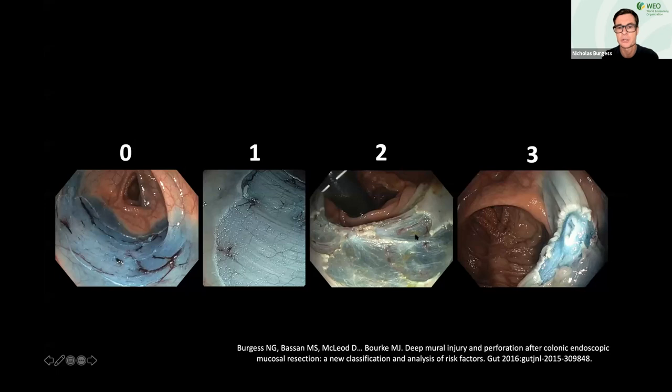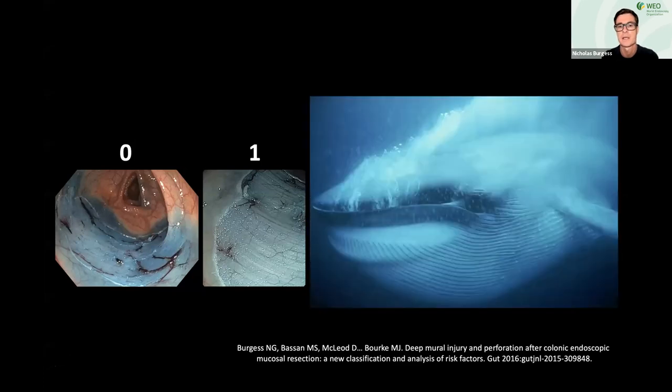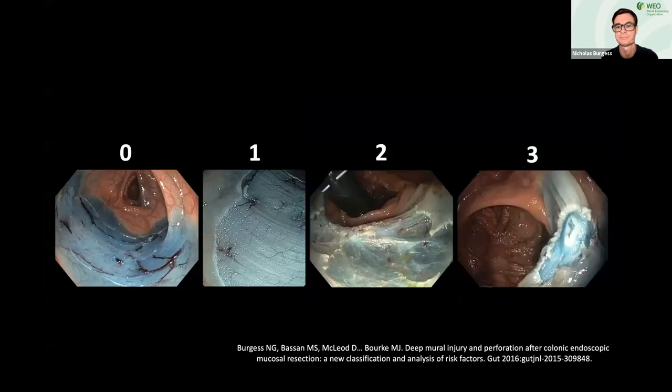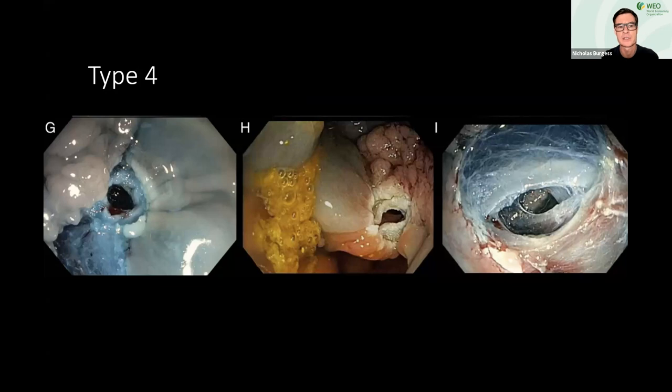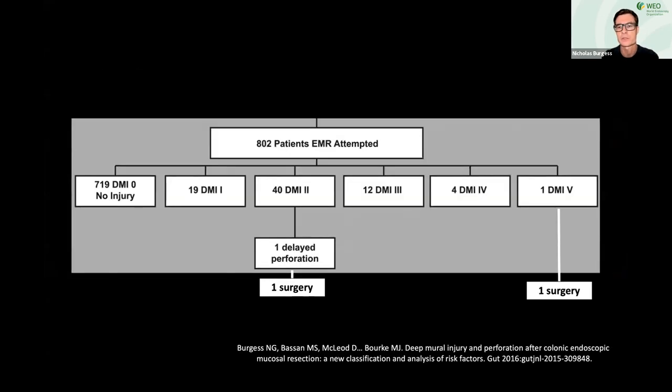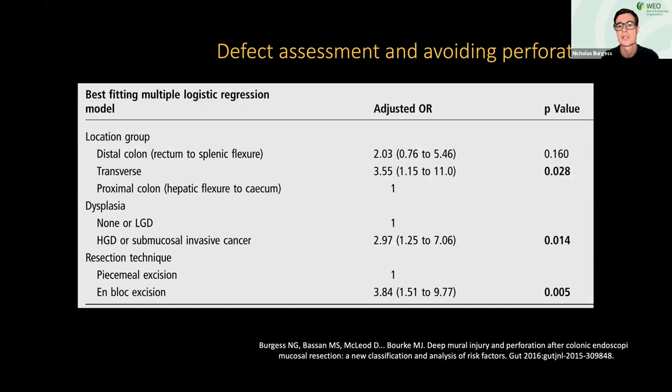And you can see that the type 2 lesion here is one where you can't be clear whether or not there's fibrotic change or injury to that layer. Type 1 is like the undersurface of a whale. And this is a type 4. It's clear that that's a hole. So when we've looked at this in a study, we saw very few perforations when these were detected, but the one perforation that we did see was in a person with a type 2 injury. So we recommend clipping all type 2, 3, 4, and 5 lesions completely.